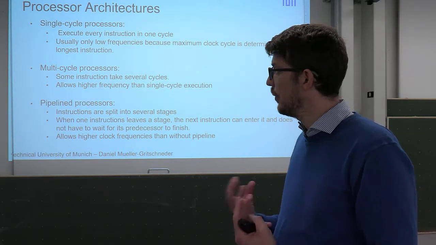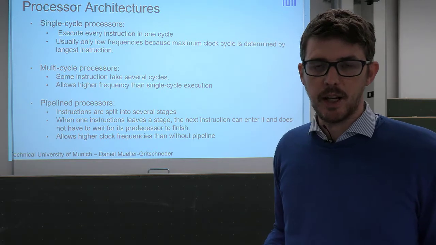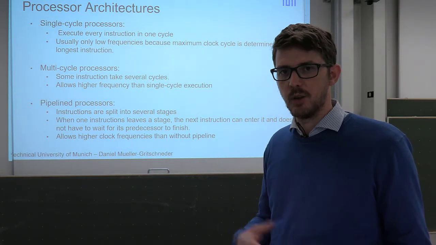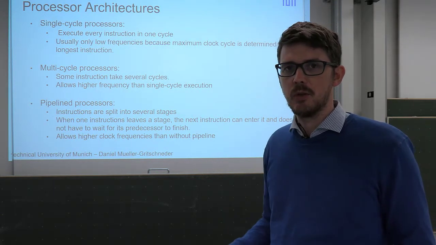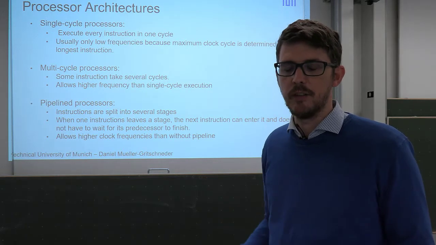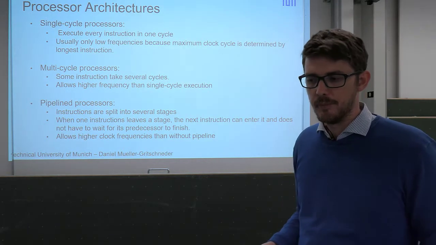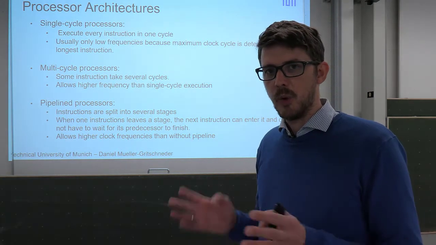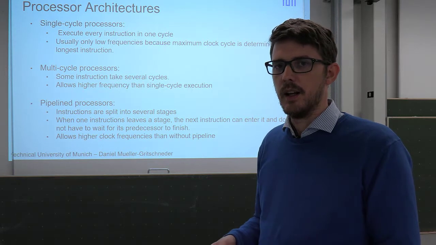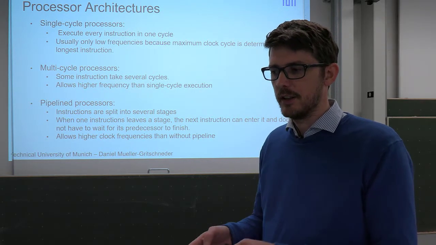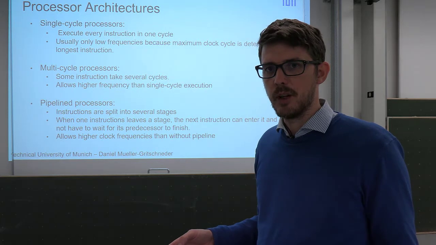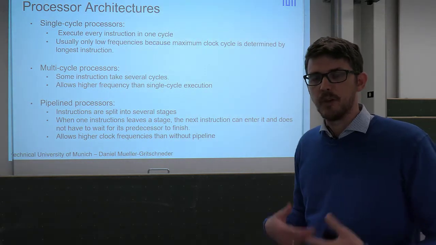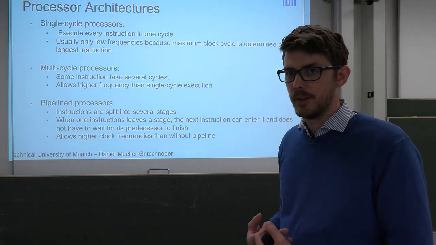In order to deal with that, you can build so-called multi-cycle processors, where you say, okay, maybe an addition you do in one cycle because this goes very fast, but a multiplication takes 4 or 5 cycles. And then you can have a smaller cycle time, because now only the addition has to fit into your cycle, while the multiplication can use several cycles. And with that, you can bring up the frequency of the processor. You can run it at higher frequency.